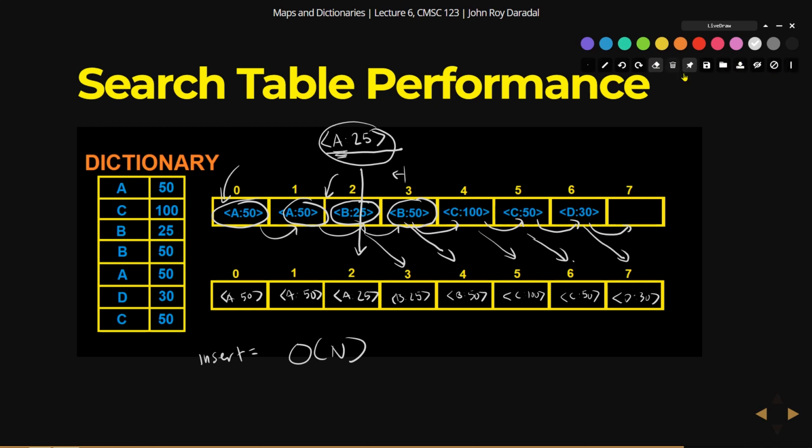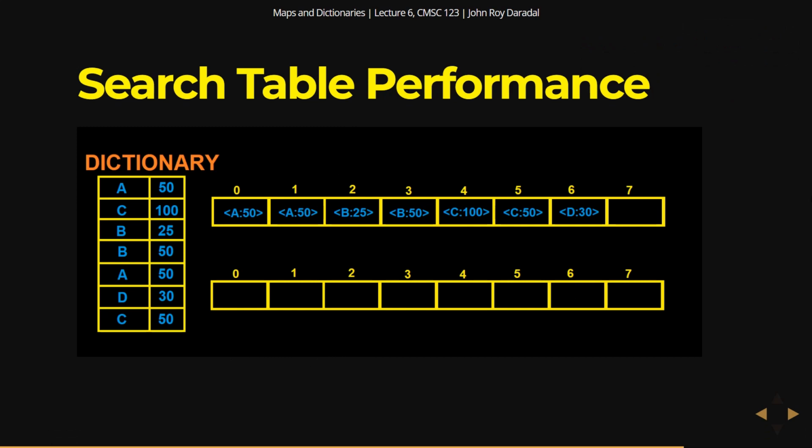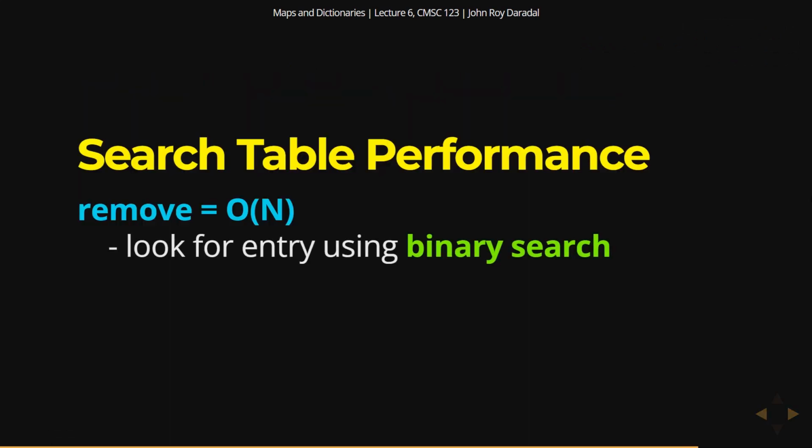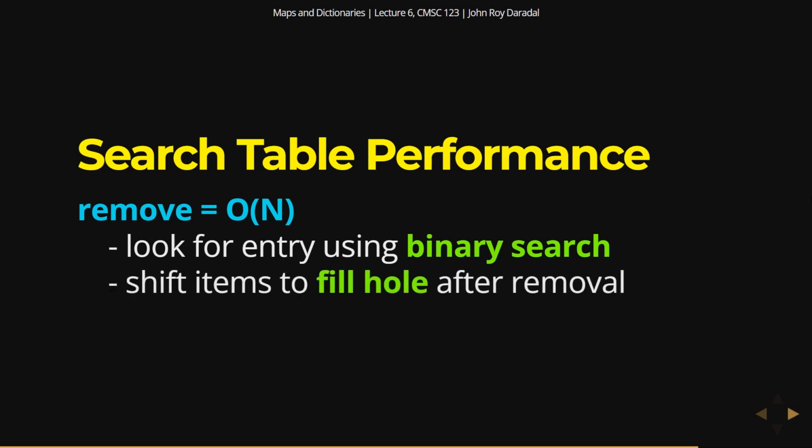How about removal? For removal, it also takes O of n, because before you can remove the entry, you need to look for it, again, using binary search. So binary search only takes O of log n. However, after removing the entry, you need to shift items to fill the hole after removing it, right?